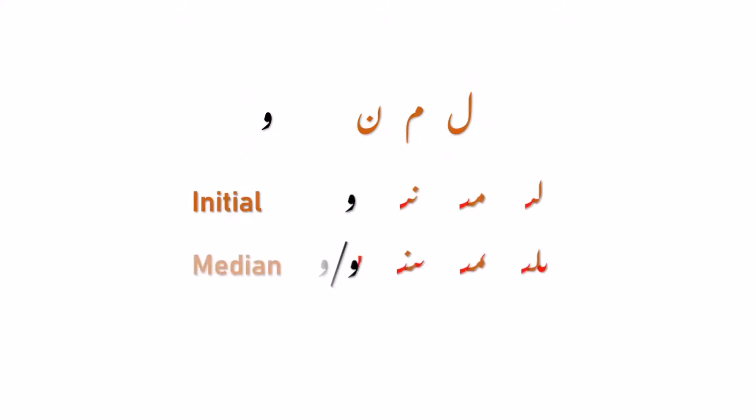The 33rd letter is Vav. It can have up to 4 different sounds: Va, O, U, and O. Out of Laam, Meem, Noon, and Vav, Laam, Meem, Noon are connectors, and Vav is a non-connector. These are their initial, median, and final position forms. Noon can have 2 different forms, and Vav can be of 3 different forms.